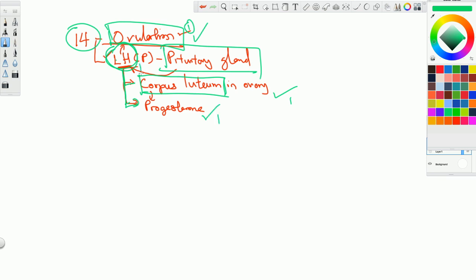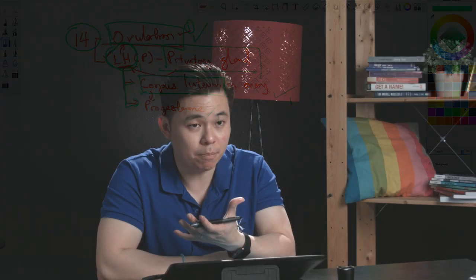Just now we already got 6 points. Here we got 4 points. Yes, enough to get 10 marks already. But of course, this essay can easily go to more than 13, 14 marks in the marking scheme. So after day 14, what happens next from day 15 to, let's say, day 25, before the next period?